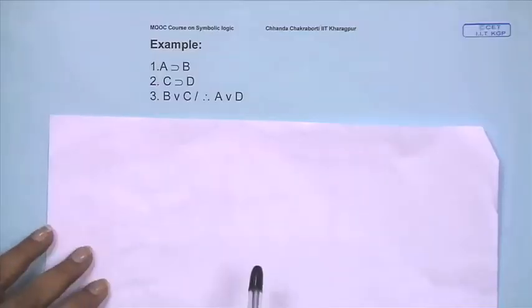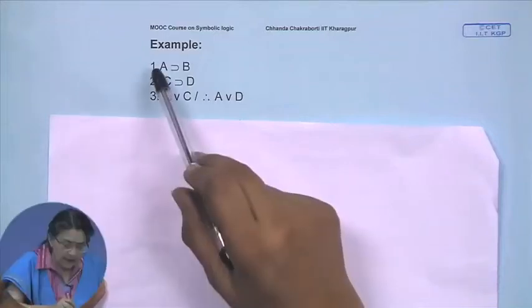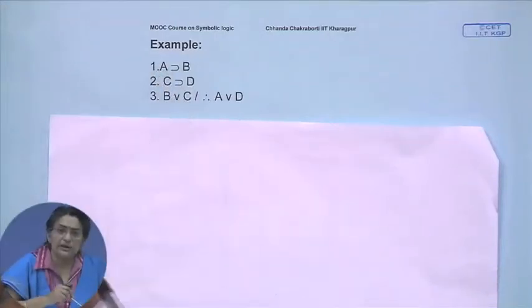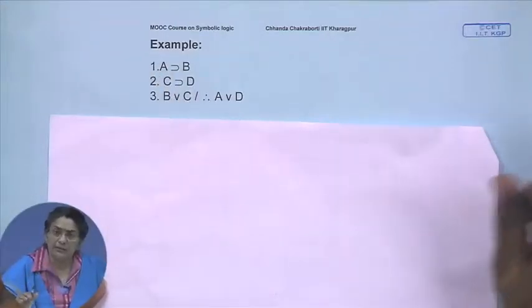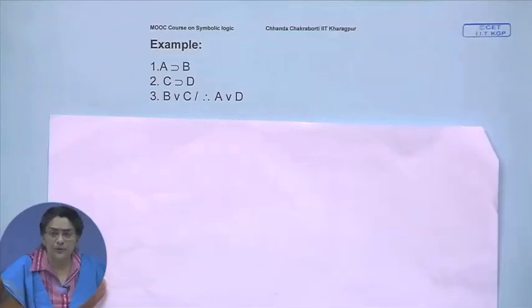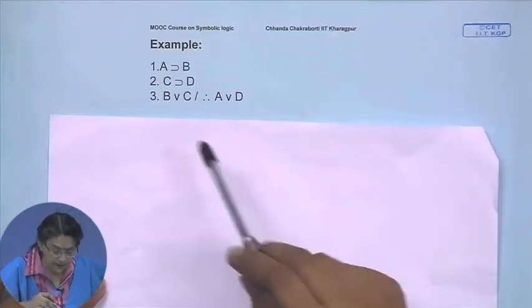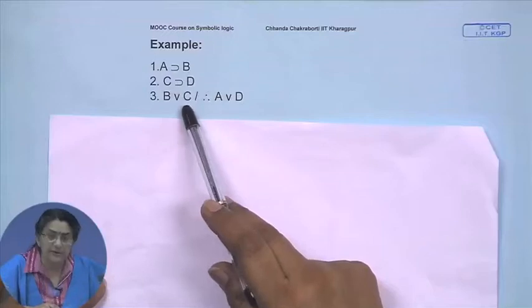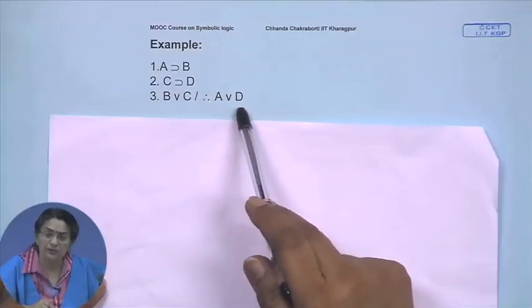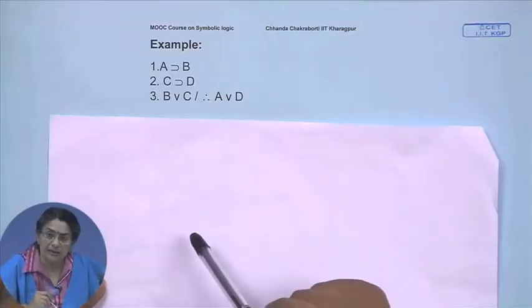So, here comes an argument. We have all the constants here. So, they mean certain actual propositions in the world. These are the three premises, and here is your conclusion. What is the task at hand?